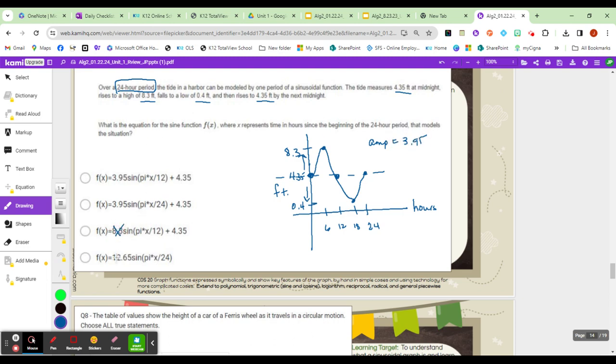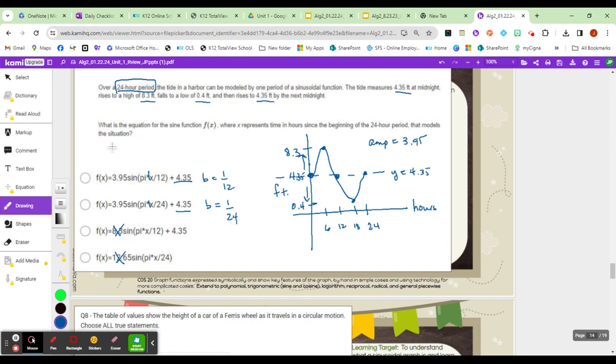So it can't be this one and it can't be this one. And then both of these say C is 4.35. That's this line right here called the midline. So the only difference between the first answer and the second answer is that B is 1/12 in this equation, and B is 1/24 in this equation.